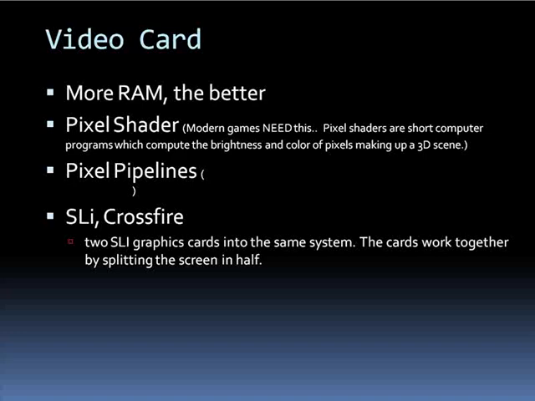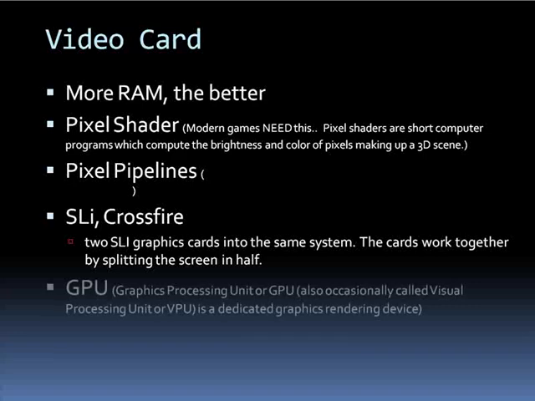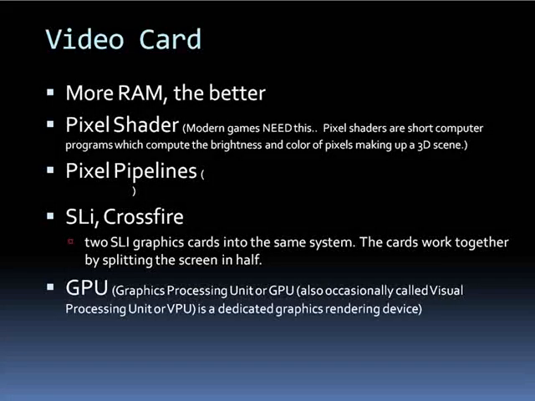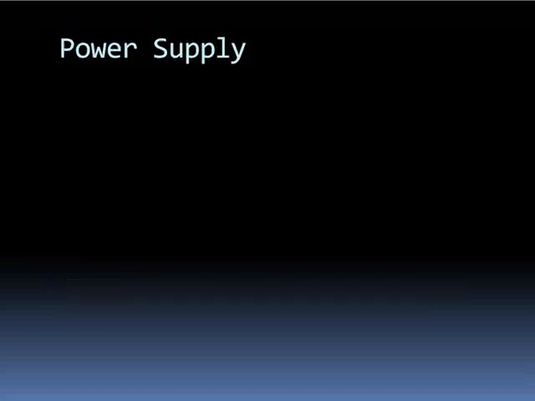SLI, Crossfire: basically, two graphics cards are on the same system. They work together by splitting the screen in half. And if you're doing high-end gaming, it makes a big difference. The real important point with a video card, if you're into high-end stuff, is your GPU, or graphics processing unit. It's also called the Visual Processing Unit, or VPU. It's dedicated to graphics rendering. It helps generate the picture. And the more complex the picture, the more important that is.